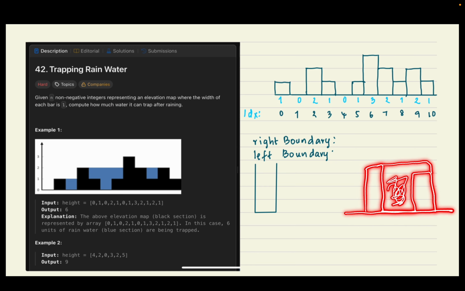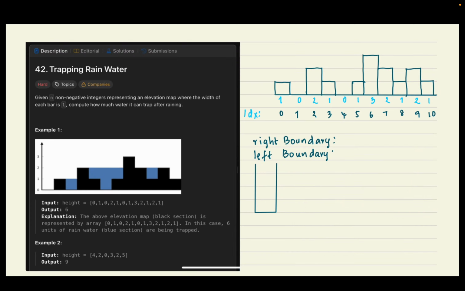If the surrounding buildings are at the same level, then there won't be any water stored on this particular location. The key idea is there has to be a higher building on its left and a higher building on its right. Now for any given location I should be able to determine whether there exists a higher right boundary or not, and a higher left boundary or not.